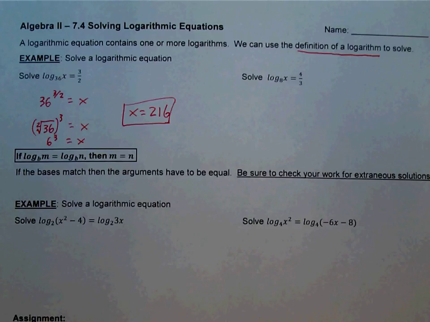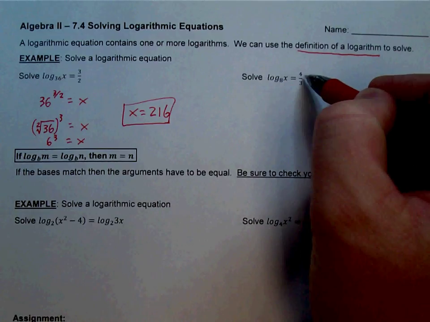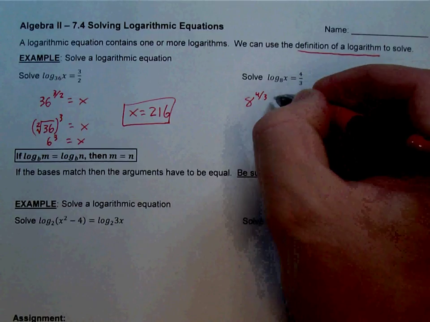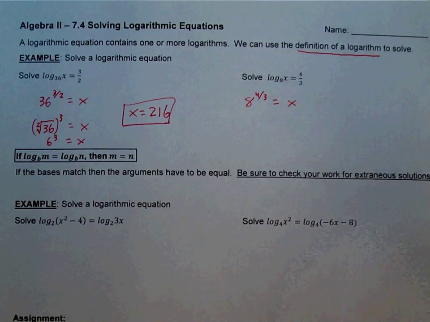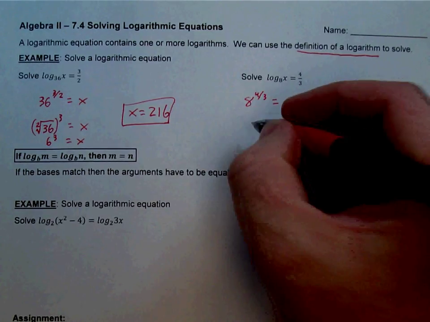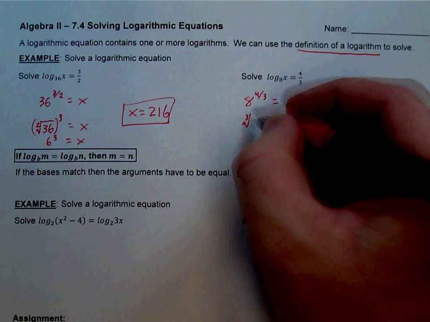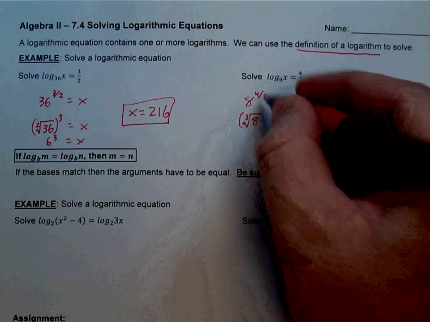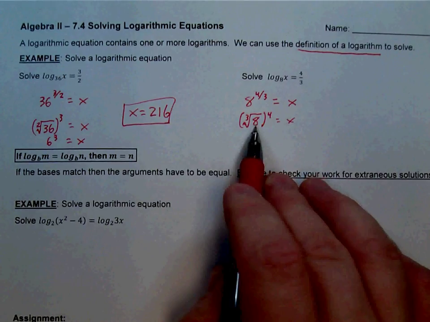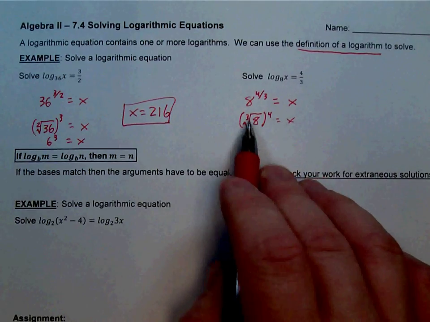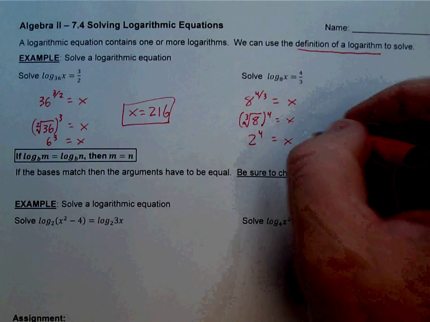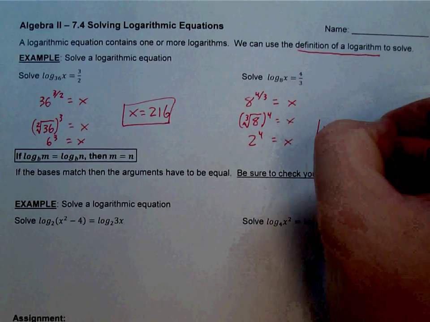So the next one, we're going to do the exact same thing. 8 to the 4/3 is equal to x. So once again, the exponent is a fraction. The denominator is going to turn into a root. So this time it's a third root of 8, and that's going to be to the 4th power. The third root of 8 is 2. 2 times 2 times 2 is 8. So the third root of 8 is 2, and then that's to the 4th power. Well, 2 to the 4th is 16. So x is equal to 16.